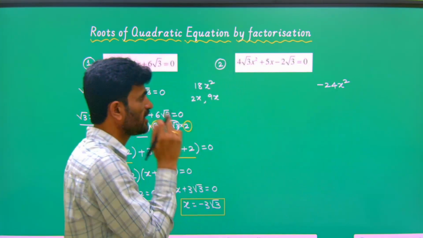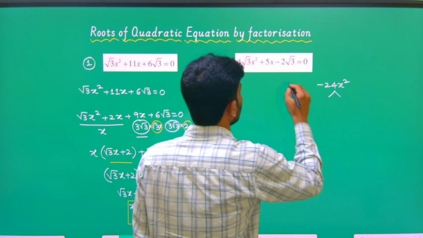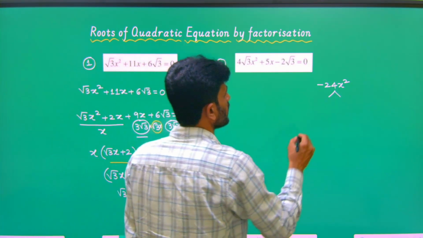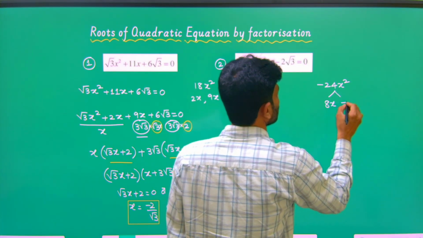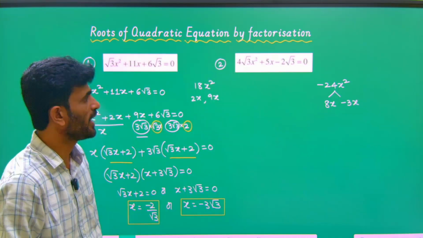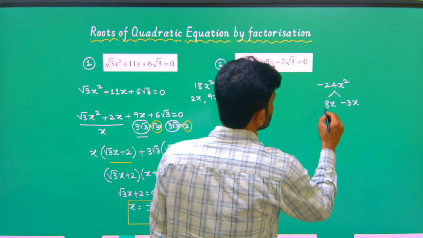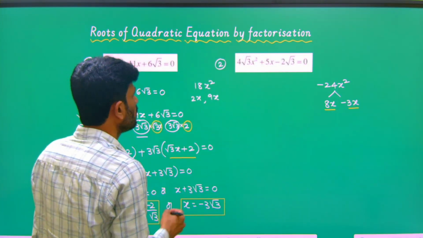This is the product of first and last terms. Then we have to take the factors of it such that we get 5x. So what are the factors of 24? We get plus 8x and minus 3x. 8 into 3 is 24, minus 3. So 8 into minus 3 is minus 24 x square. So 8x and minus 3x are the factors. Now we have to split it.